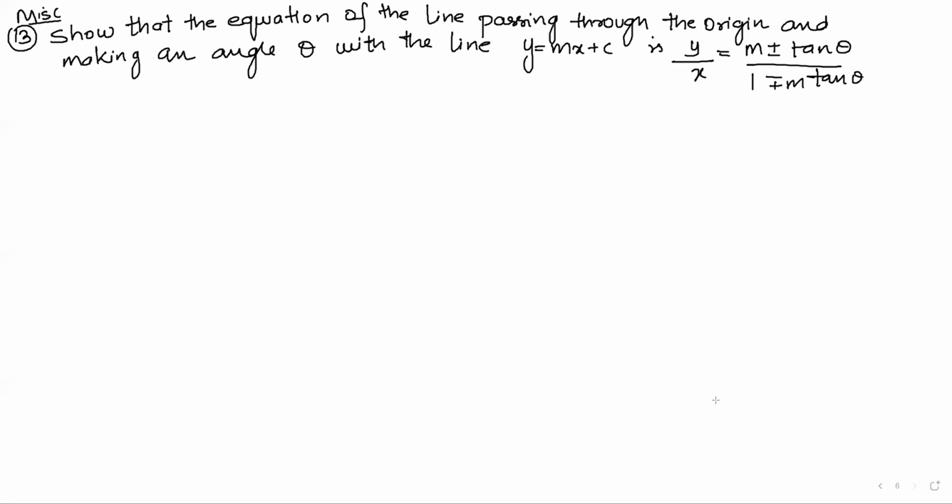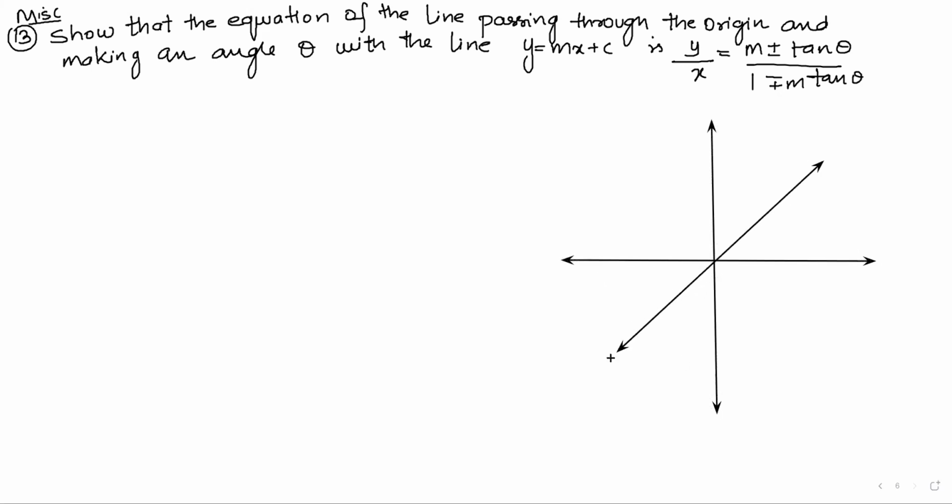So we need to find the equation of this line passing through the origin and making angle theta with the line. Suppose this is the next line. We need to find the equation of this line L. L1 is giving the angle between these two lines is theta and the origin is given. Okay, so this line L1 is y is equal to mx plus c. So Noma, can you tell me what is the slope of this line? M. Slope is m. Okay. Now, what is the angle between these two?